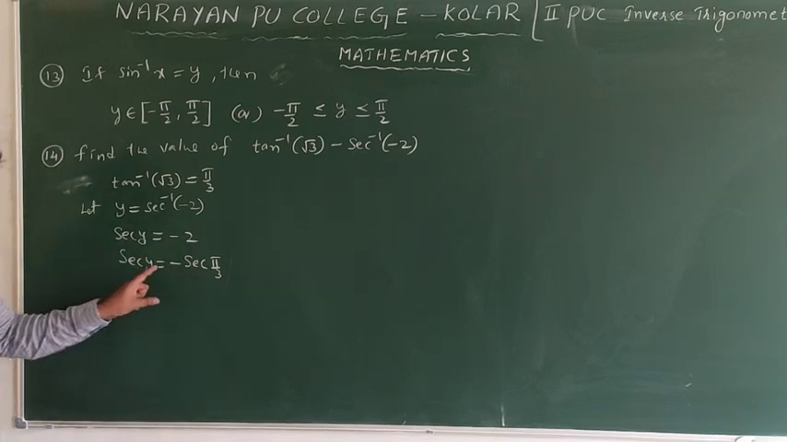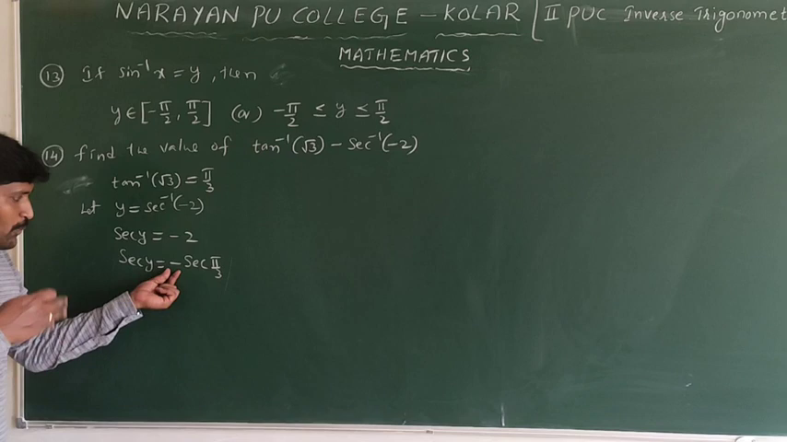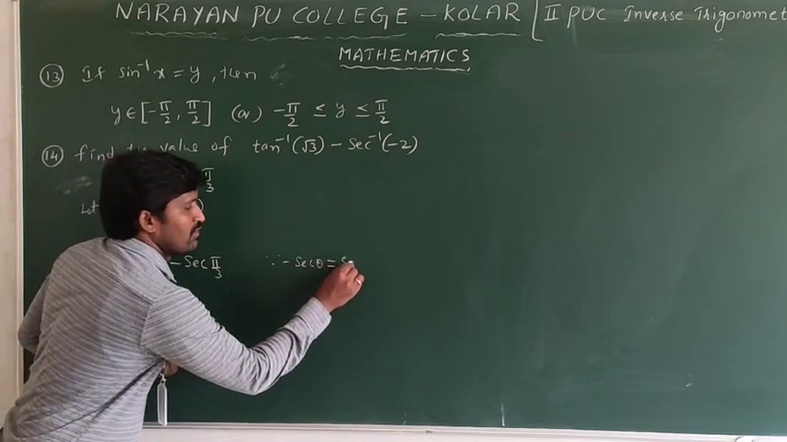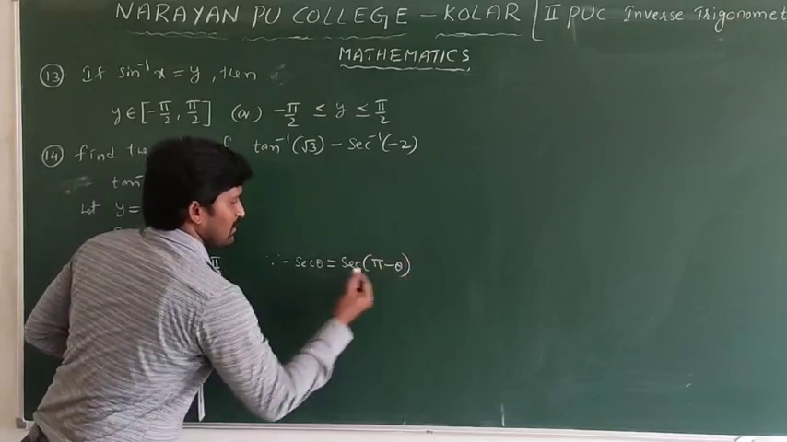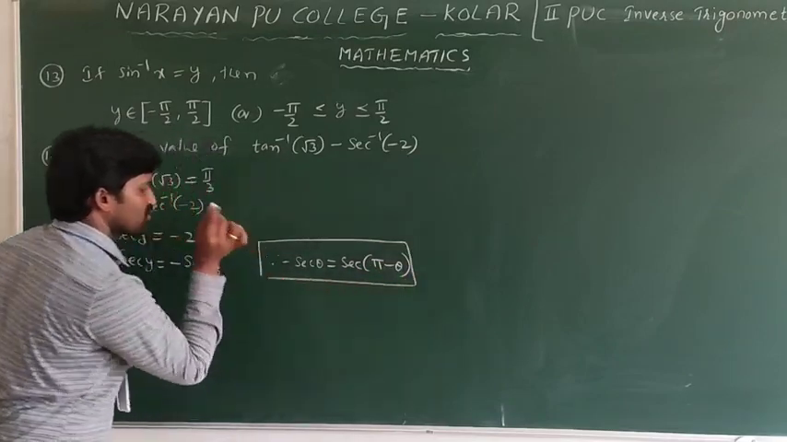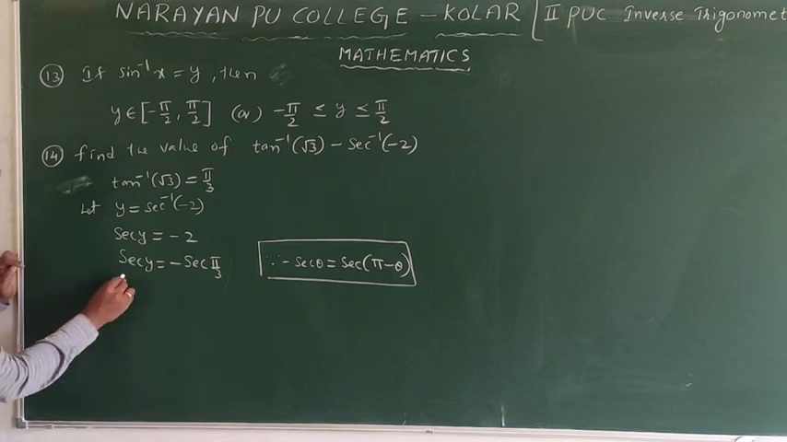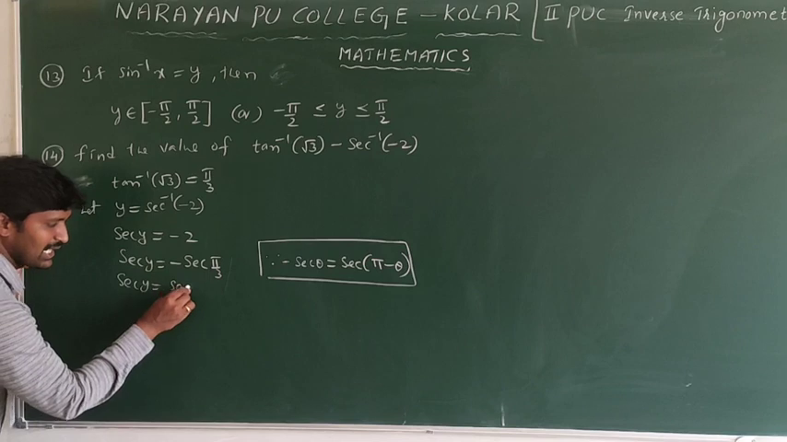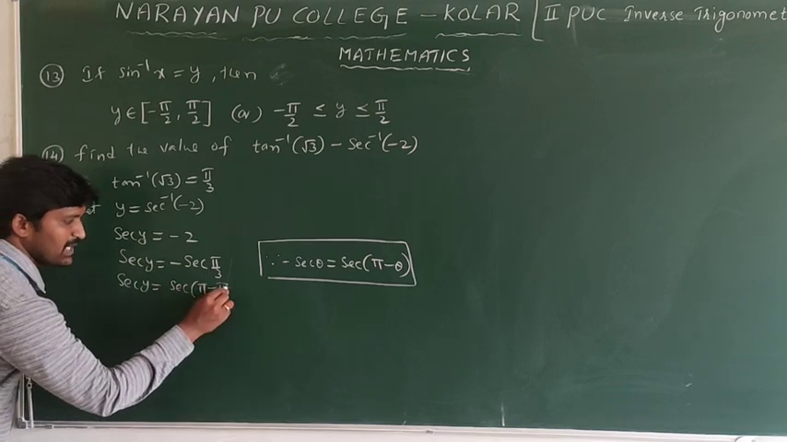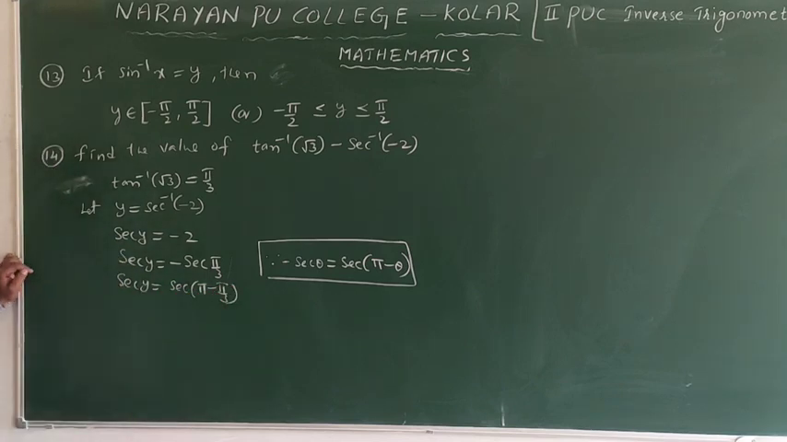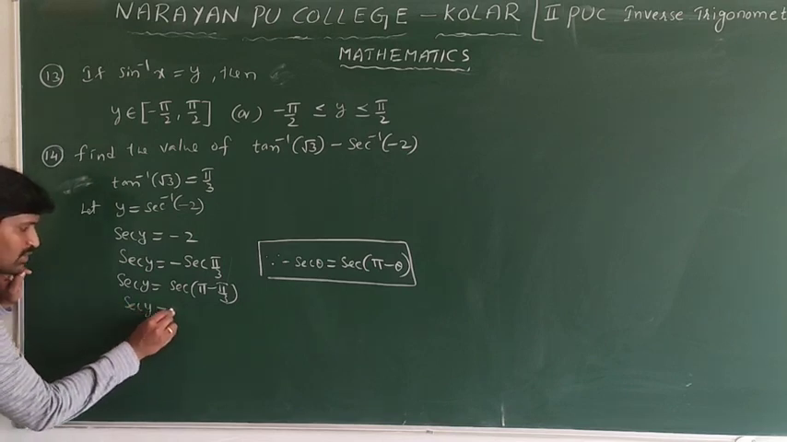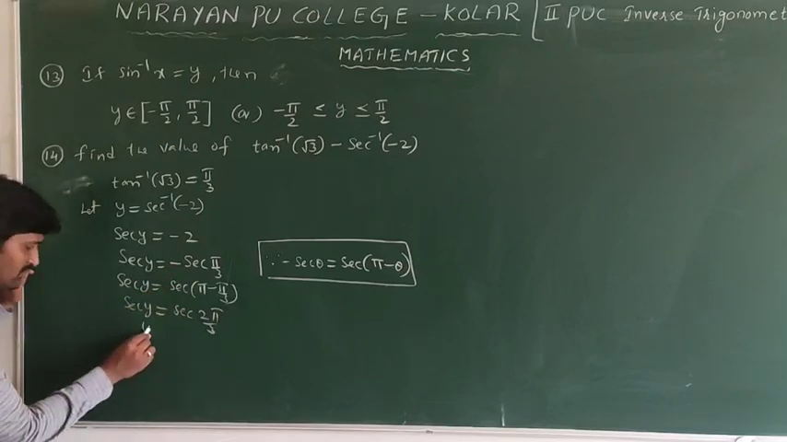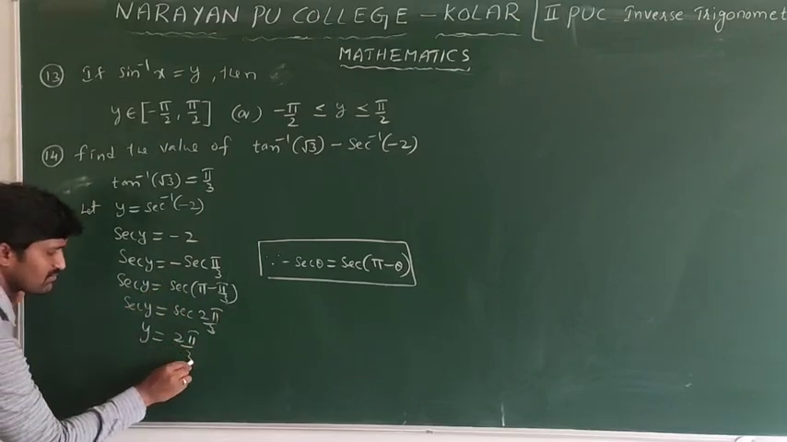But we are not able to compare these angles because there is an opposite sign. We can write minus secant theta as secant of pi minus theta, because secant is negative in the second quadrant. So secant y equals, in place of minus secant pi by 3, secant of pi minus pi by 3. Now secant y equals secant, and by taking the LCM we get 2 pi by 3. So y equals 2 pi by 3.